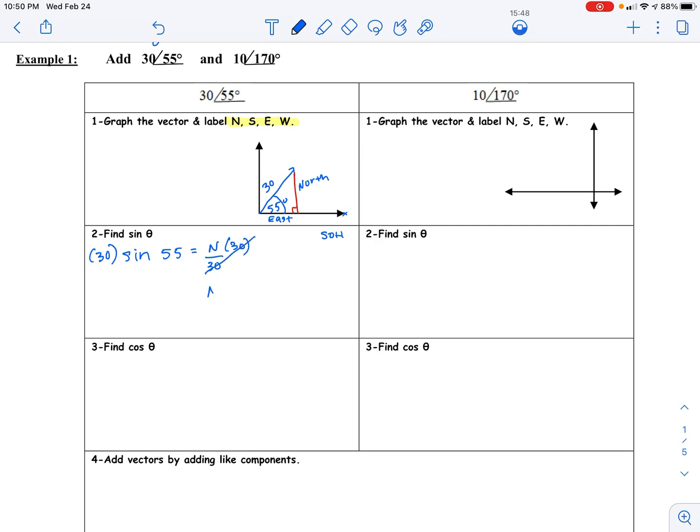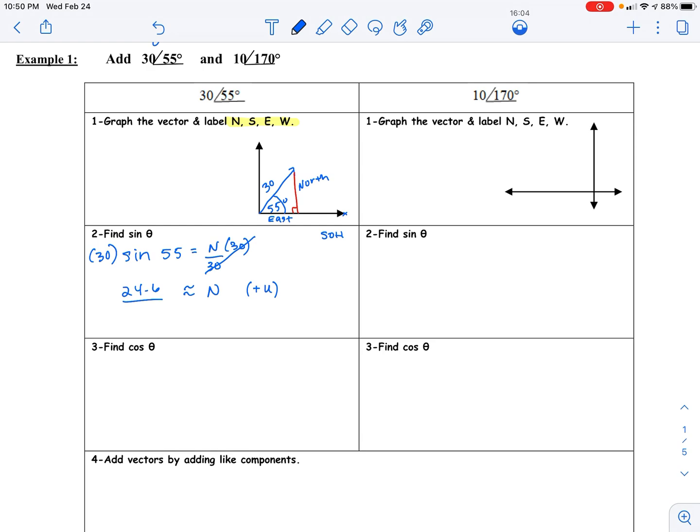And we are going to have an approximate measure northward of 24.6, is what you should have gotten there. You can round it. And remember, this is positive up. I'm just going to put a U here.